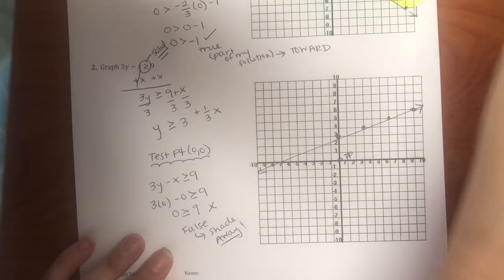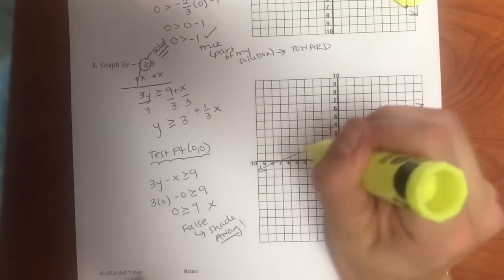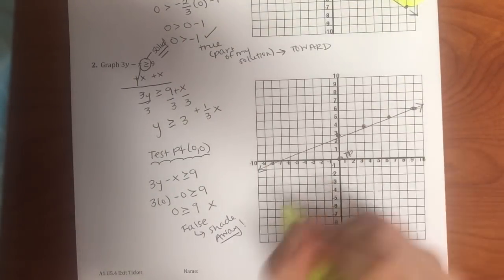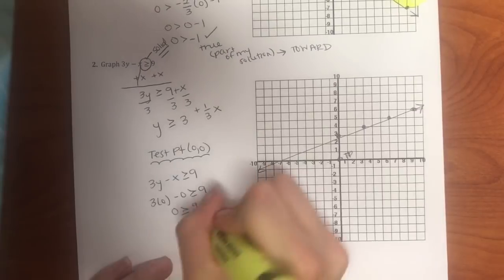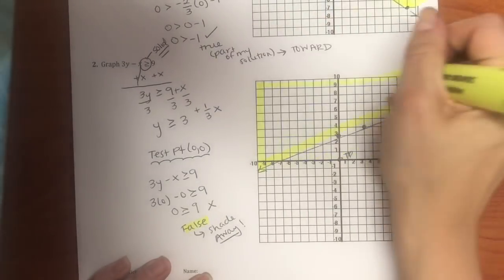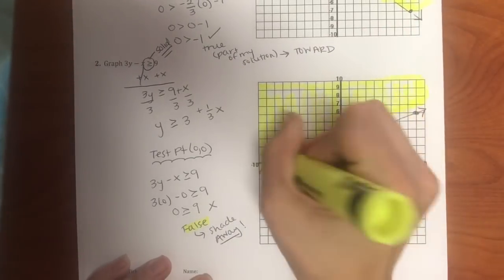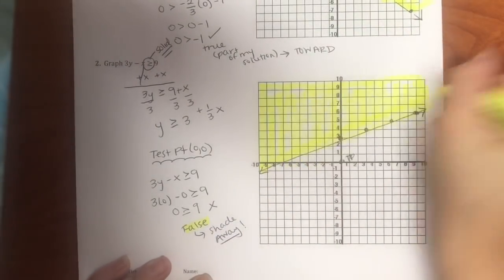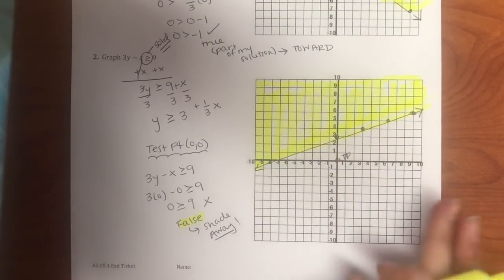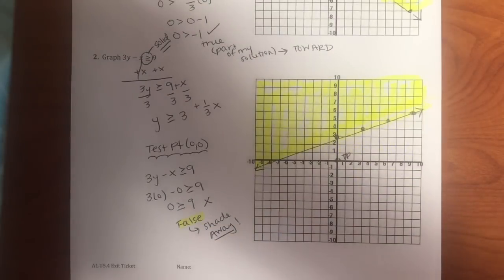So I look here and I think to myself, which way am I shading? Do I shade up and away or down and toward? And since it was false, I'm gonna go up and away for this one. And now I can find any solution to my system as the points above this line, but not below it. Okay? And this is what will help you tomorrow to get a start with this before we start doing it in context.